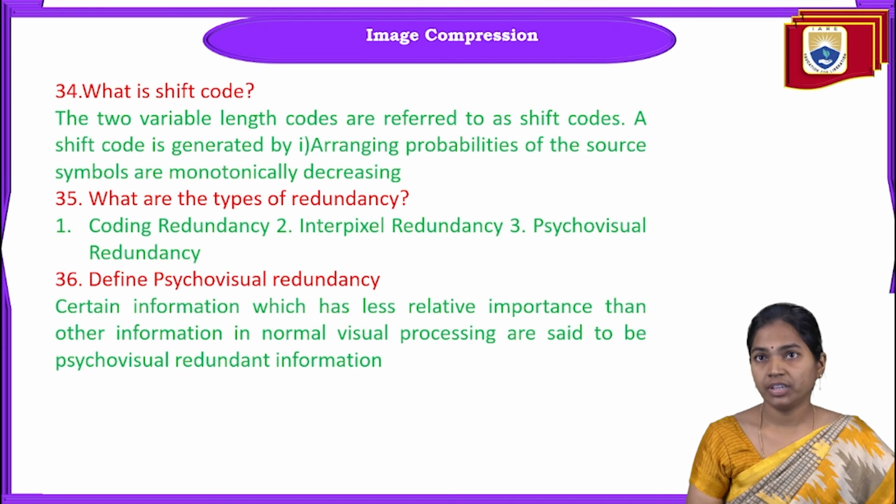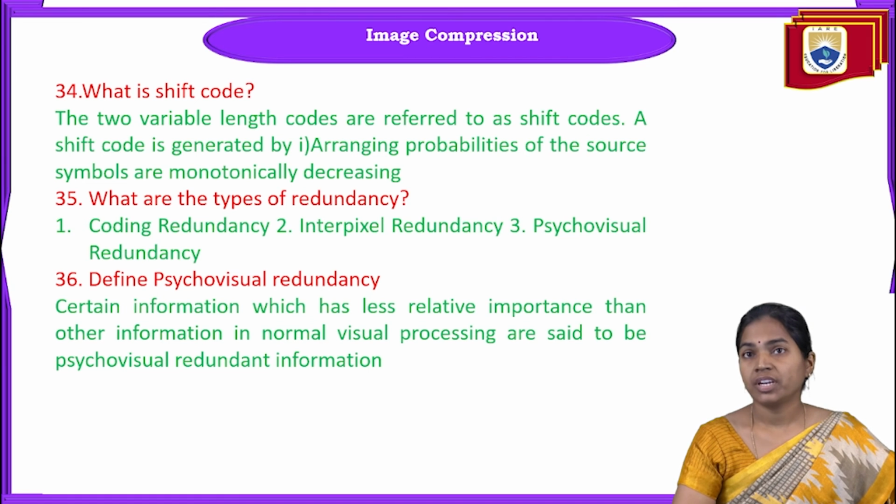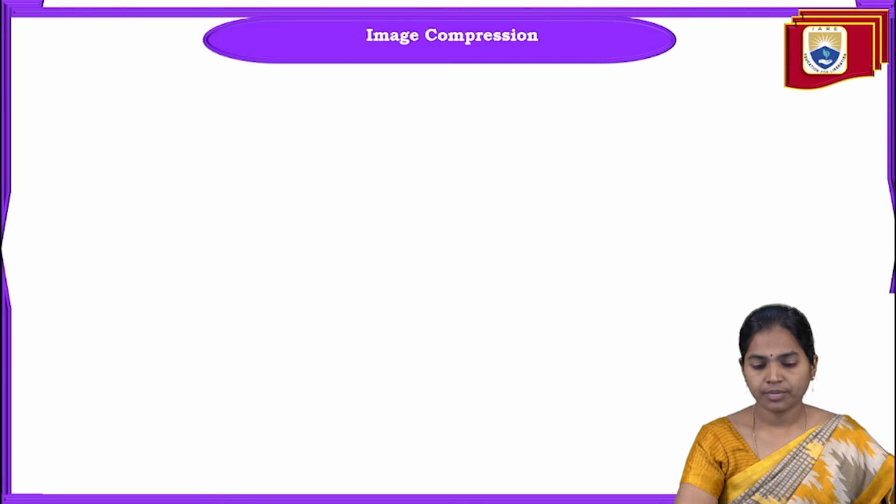Define psychovisual redundancy. Certain information which has less relative importance than other information in normal visual processing is said to be psychovisual redundant information.